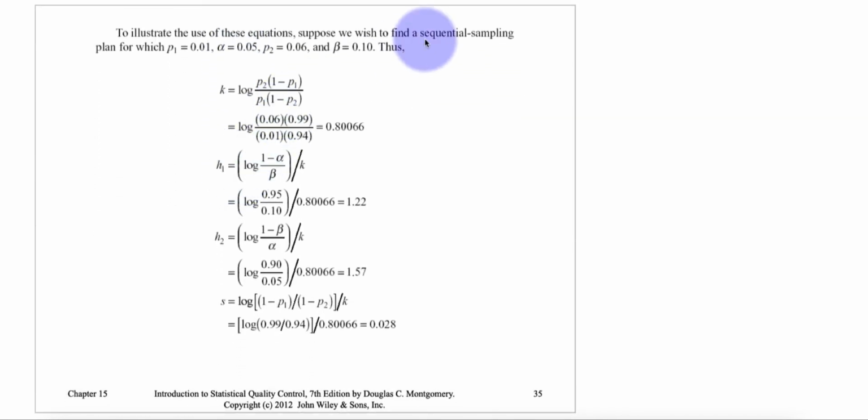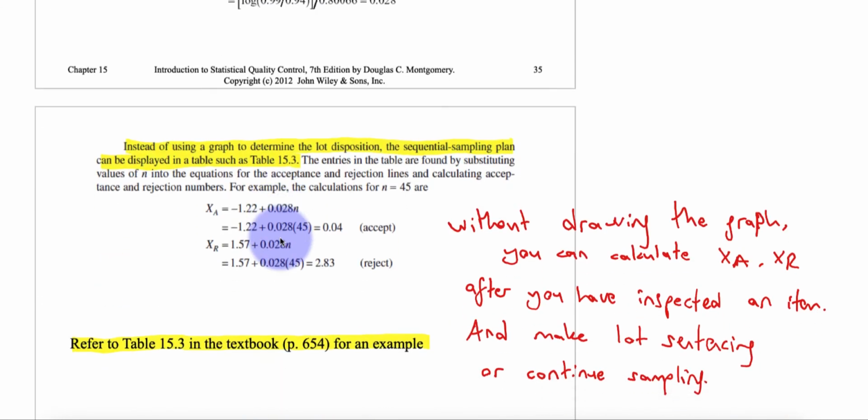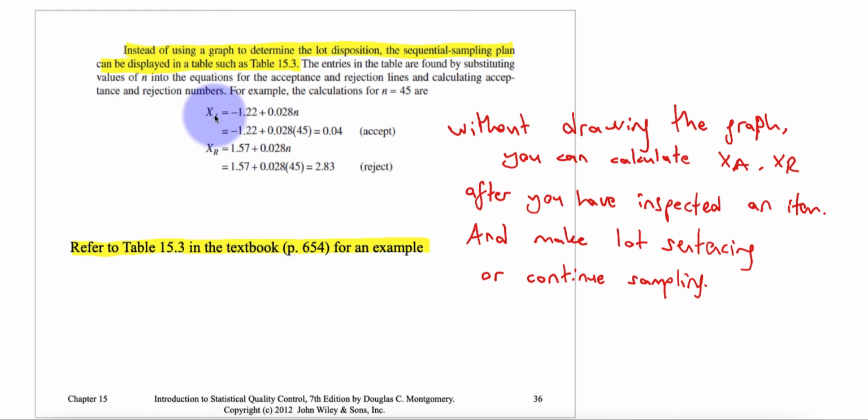For example, suppose that we wish to find a sequential sampling plan for which P1 is 0.01 and alpha risk is 0.05. This is the P2. You can remember these lot defective percent probabilities from the previous slides. And this is the beta risk, let's say. Then we can find the K, H1, H2, and S values by the logarithmic functions. Then we can draw our acceptance lines and rejection lines, okay?